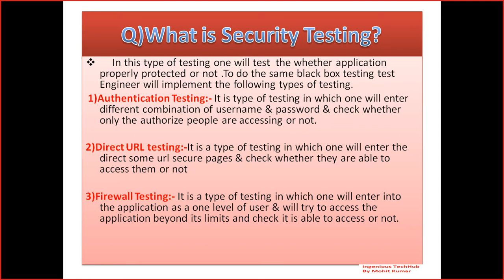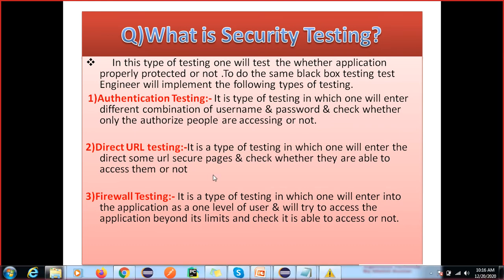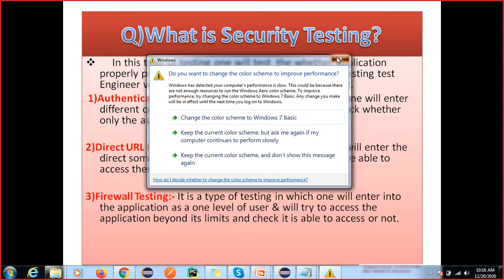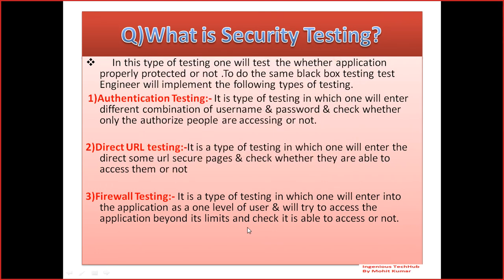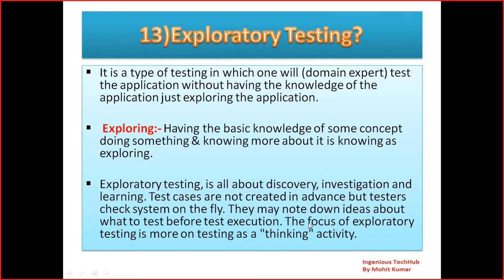Firewall testing. This is a type of testing in which one will enter into the application as a one-level user and try to access it. Here we are trying to break the application at the security level. Got it, right? Hackers are there, right? So how are they hacking this application? This type of testing they will do. Try to use multiple types of users, test the limit and check whether it is able to access or not. That is called security testing.